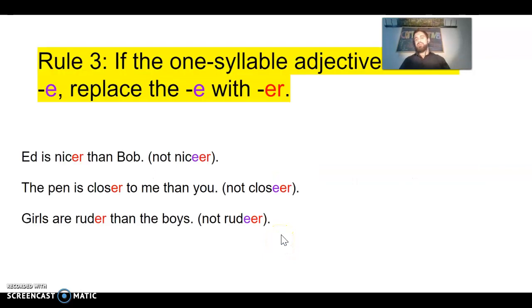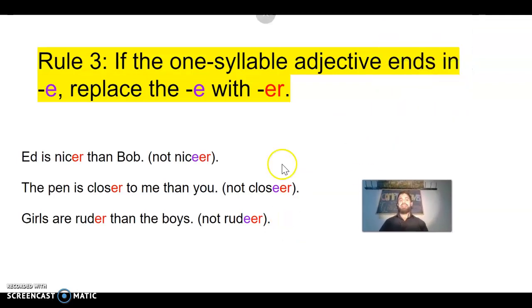Okay, this rule here is a simple rule, and I'm going to say it much more simply for you. Basically, well, first I'll read it. If the one-syllable adjective ends in E, replace the E with ER. Basically, we do not put double E. We do not do this. We do not say nicer. We do this.